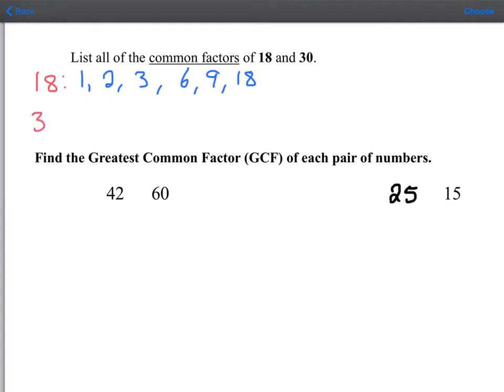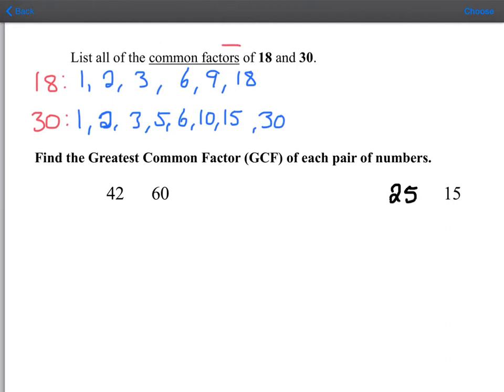Then we take a look at 30. And we think about what could I multiply together to get 30? Well, I can always do 1 times 30. I can do 2 times 15, 3 times 10, or 5 times 6. And you can always use your multiplication table if you need some help trying to figure out what it is that I could multiply together.